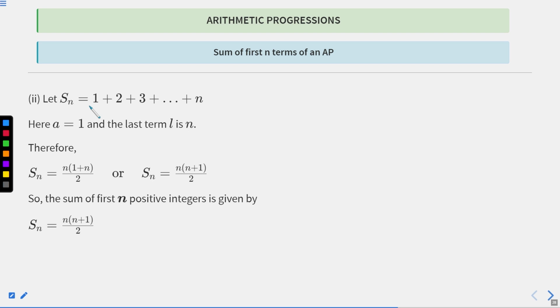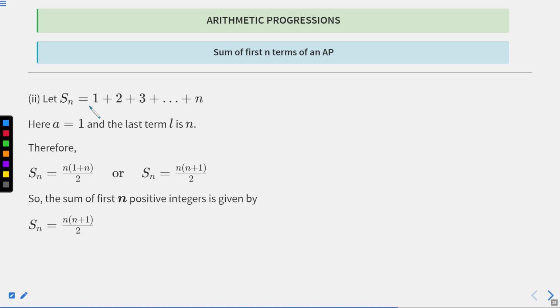And now for the second one, we let Sn be equal to 1 plus 2 plus 3 plus 4 plus dot dot dot plus n. Here the first term A is equal to 1 and the last term L is n. Therefore, we know the formula Sn is equal to n by 2 times the first term A plus the last term L. Now if we use this formula, we get the value of Sn is equal to n times 1 plus n by 2.